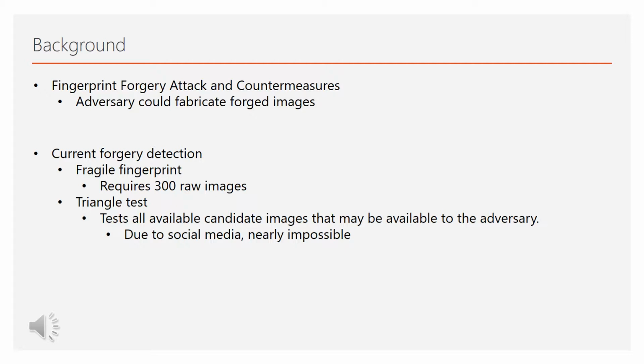The second is the triangle test method. In this method, in order to detect fingerprint forgery, you would need to have every image that the smartphone has ever captured. And due to social media and the way technology is today, that is nearly impossible.